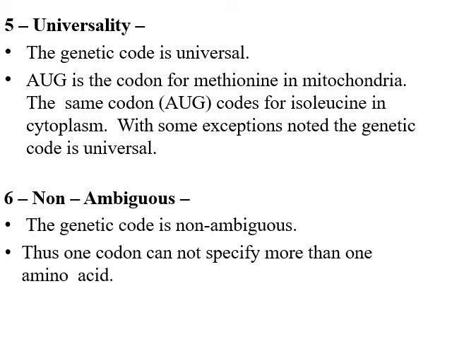Sixth property of genetic code is non-ambiguous. Thus, one codon cannot specify more than one amino acid. It means one codon codes for only one amino acid, hence it is specific and non-ambiguous.